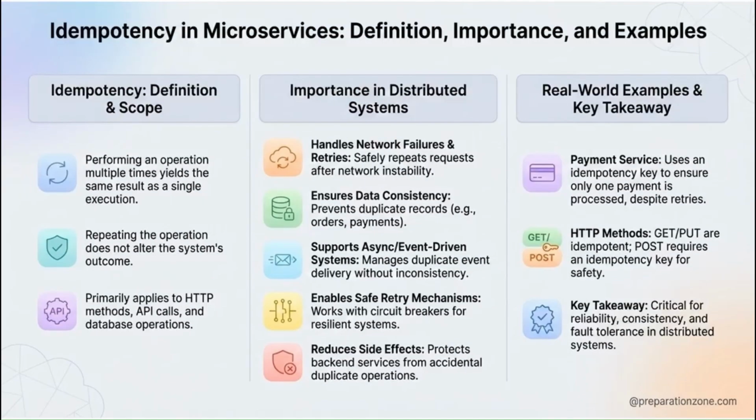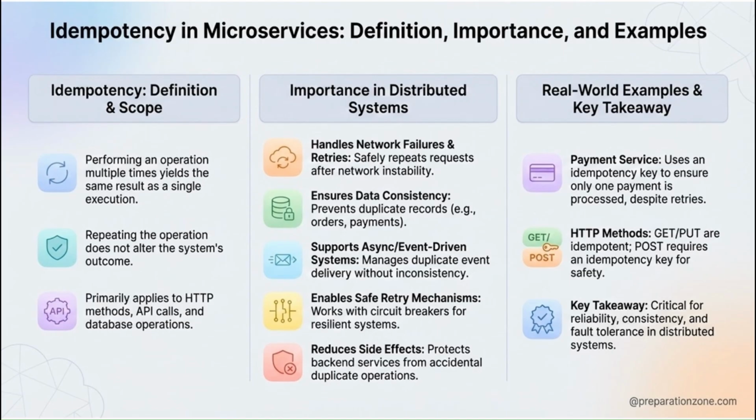Let's talk about something that quietly keeps distributed systems from falling apart, and that is idempotency. It sounds like a big word, but the idea is actually simple and incredibly powerful. What does idempotency really mean? Idempotency basically means even if you perform the same operation multiple times, the final result stays the same. Whether a request runs once, twice, or 10 times, your system ends up in the same state. No duplicates, no corrupted data, no surprises.